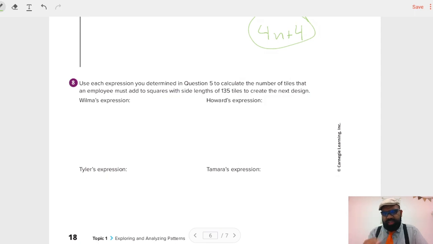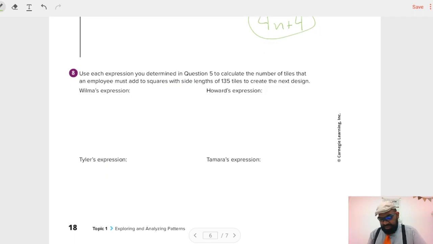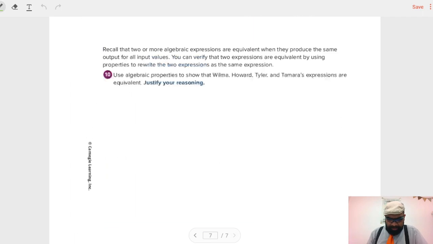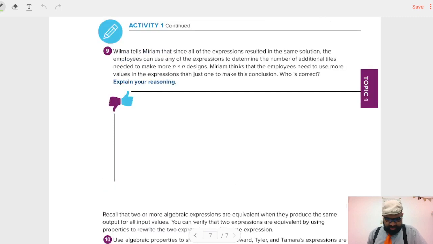Okay? Guys, question number 8, as you can see here, is just to apply all 4 methods to this quantity of tiles on the edge, which is 135 by 135, and see how many tiles there are. If you use any method, it will work.